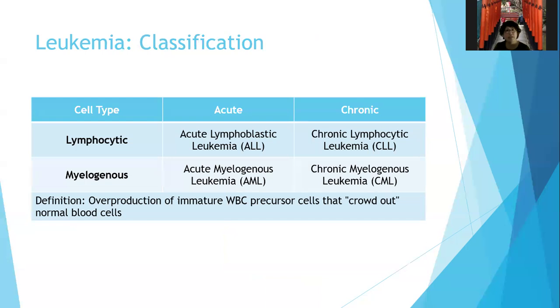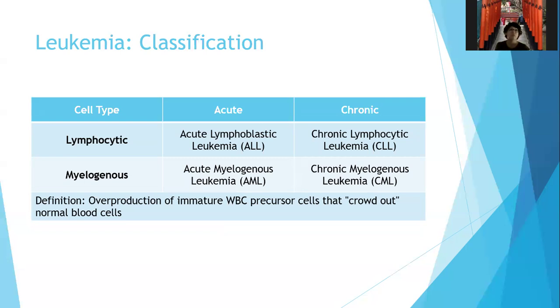So with leukemia, you usually have too many white blood cells. An overproduction of immature white blood precursor cells crowd out the normal blood cells. They don't just crowd out white blood cells, they also crowd out red blood cells and thrombocytes. So you're in trouble in a lot of ways.